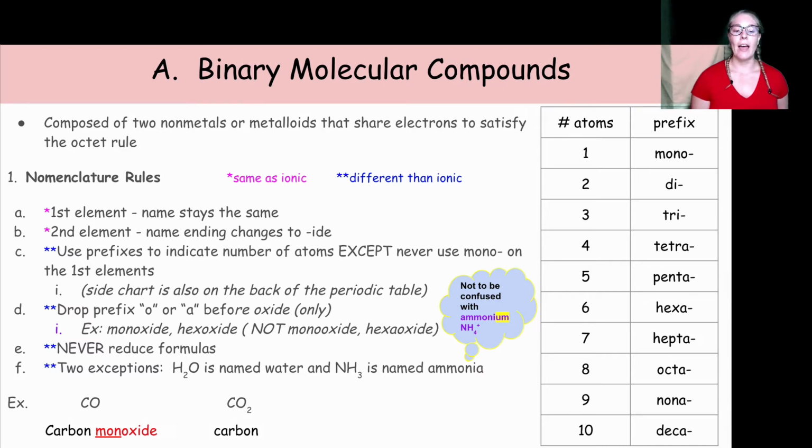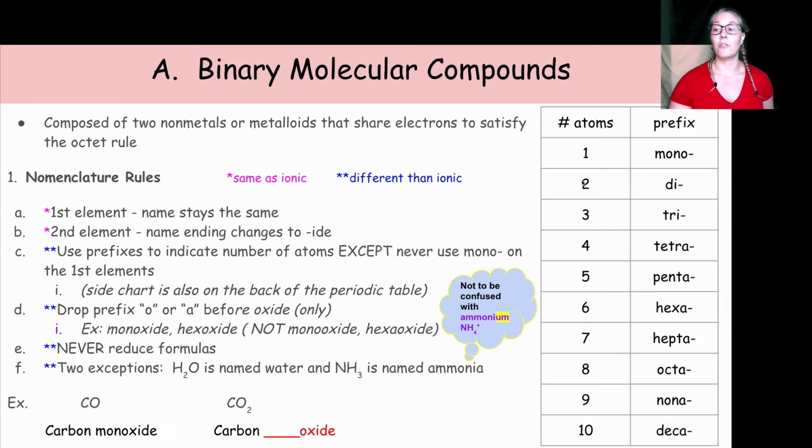And then our second one, we have CO2. We know again O is there, so this is another oxide. And we look at the prefix for 2 atoms of oxygen, and it is di. So we have carbon dioxide is CO2.